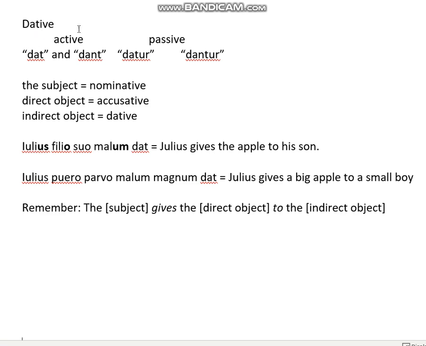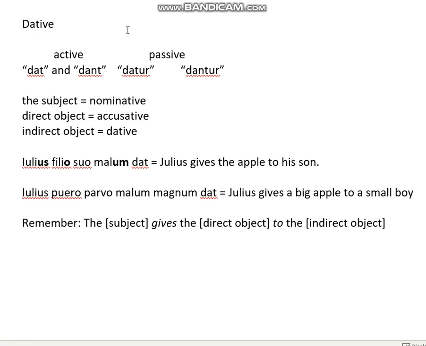So what I usually like to do is, first off, take the word that gives dative its name. It's the Latin word dat, or do, dare, and there are other forms of it, but dat, dant in the active, so this would mean he, she, or it gives, and then dant would mean they give. Then you have the passive. You have dator, which means he is given, or the thing is given.